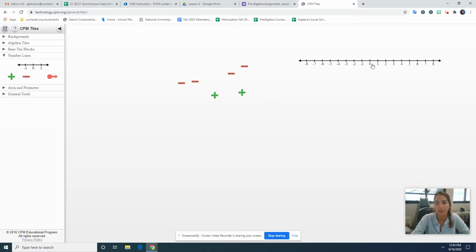And you can imagine this by if we took each of these tiles and moved along the number line accordingly. If we started at 0, we would move over 2 from these two positives, and then we would move backwards 4 because there are 4 negatives. 1, 2, 3, 4, and we end up here at -2.